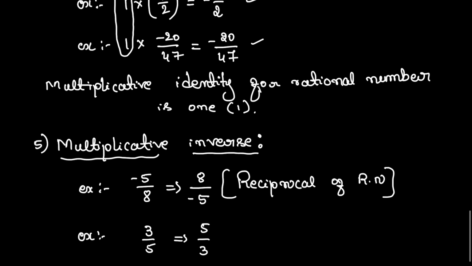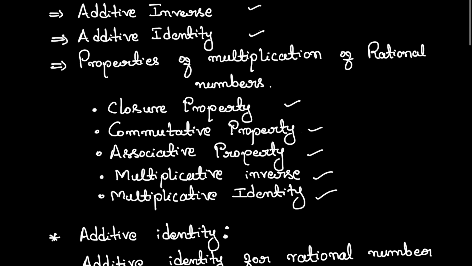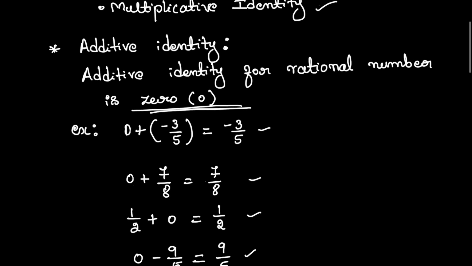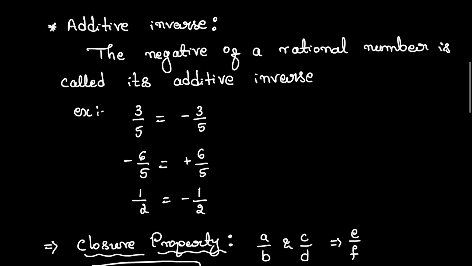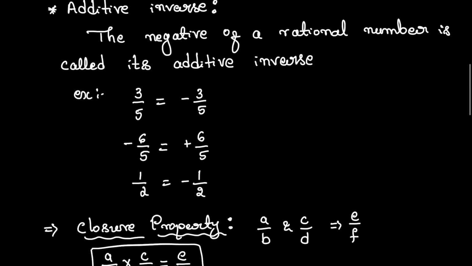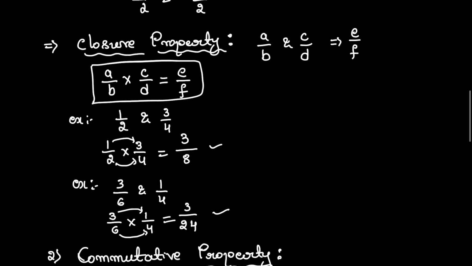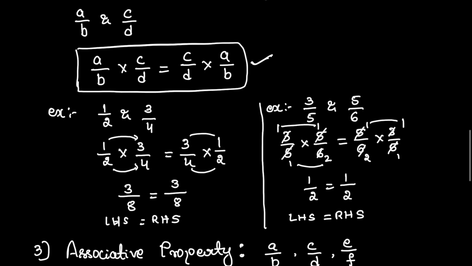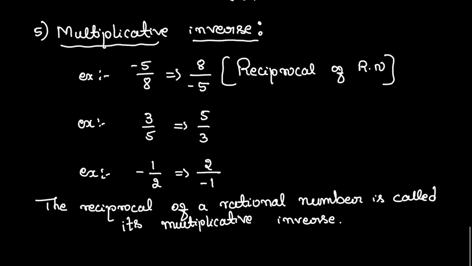Okay, in this video we discussed additive inverse, additive identity, closure property, commutative property, associative property, multiplicative inverse, multiplicative identity. 0 is the additive identity, and for the additive inverse you have to change the sign of the rational number. Closure property: A by B into C by D is equal to E by F. That is the closure property formula. Commutative property, associative property, multiplicative identity, multiplicative inverse.